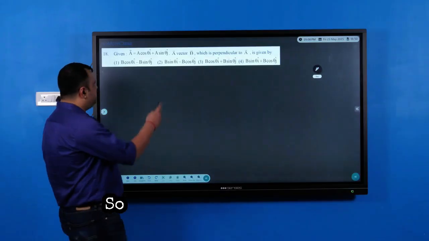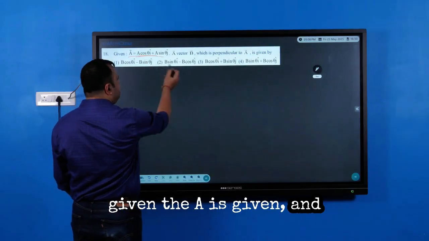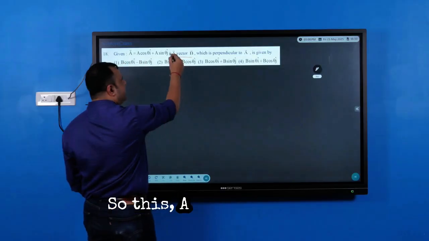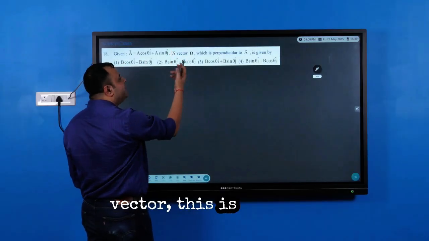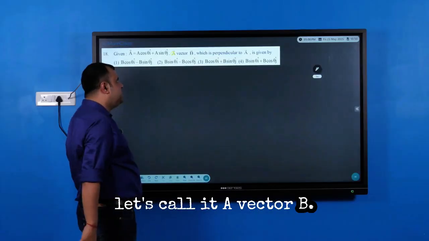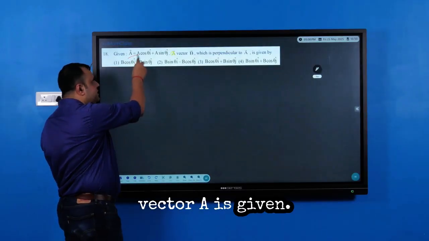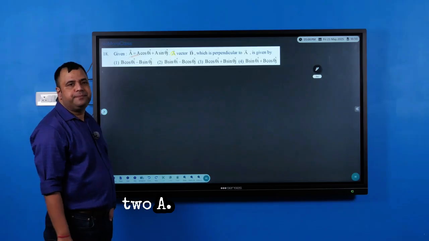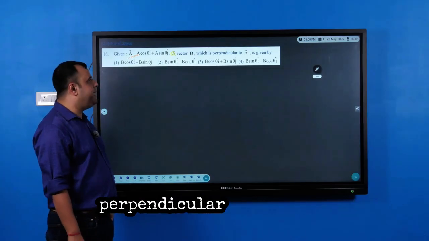So in this question it is given that vector A is given, and here it is written A vector B, which is perpendicular to A. So this A vector is not A vector, this is the vector B. Let's call it vector B. The question is the vector A is given. We need to find the vector B which is perpendicular to A.